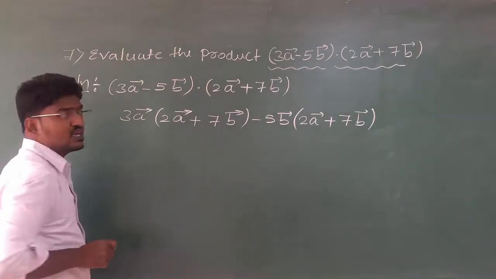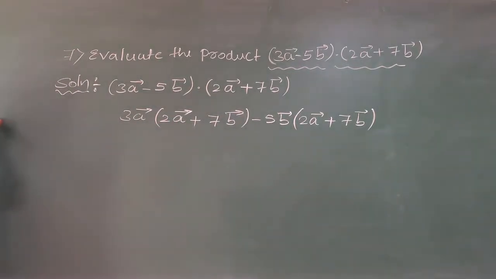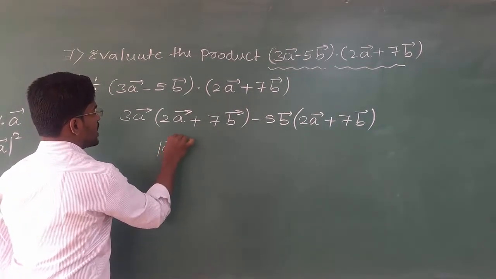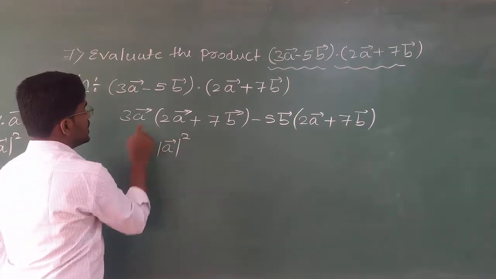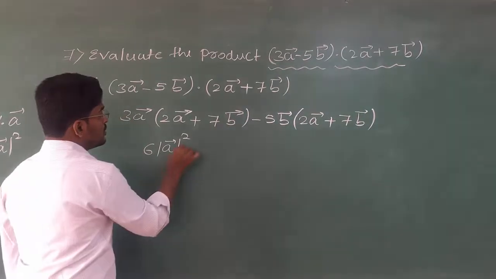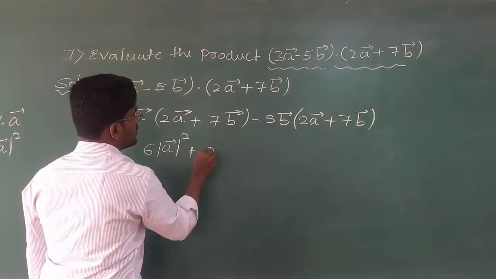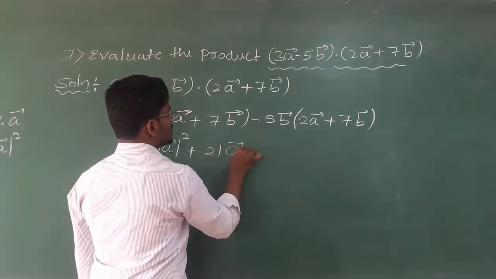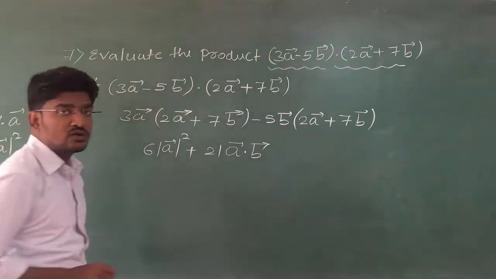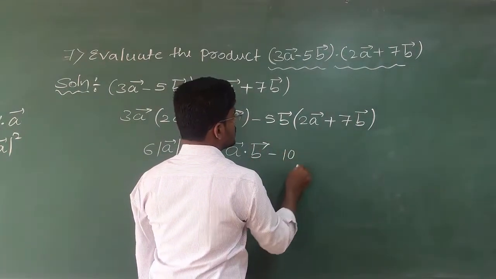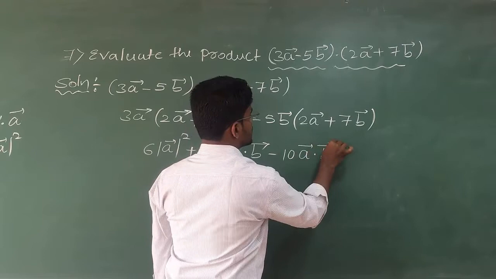From this, vector A dot vector A is the magnitude of vector A squared, so here I am going to apply that formula. 3 into 2 is 6 times magnitude of vector A squared, plus 21 times vector A dot vector B. The next thing is minus 5 into 2, which is 10 vector A dot vector B.